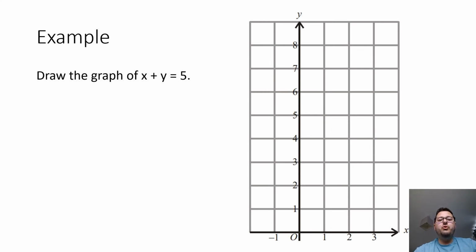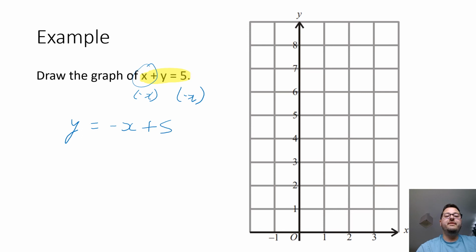Okay, so now we want to draw the graph of x plus y is 5. Now the difference with this one is that this is not written in the form that we like. We want y to equal something x plus c. But we can easily rearrange this because we want y on its own. We want to get rid of this x. So why don't we just take away x from both sides? And you're going to be left with y equals, well, we're taking away x, so -x plus 5.